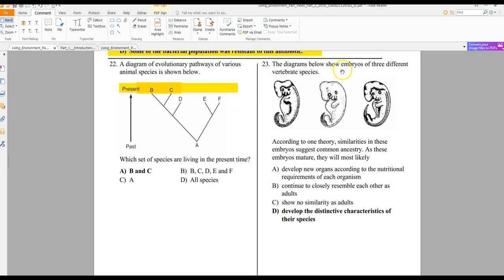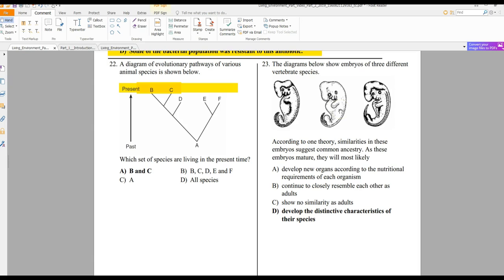23. The diagrams below show embryos of 3 different vertebrates. Okay, so this is called embryology. And scientists, to prove that evolution is true and to prove that we came from a common ancestor, look at this as one of the features. They look at how animals look when they're embryos, when they're in the womb, in the uterus of the female. And they look at the characteristics and similarities. And yes, us humans, we used to look just like this.